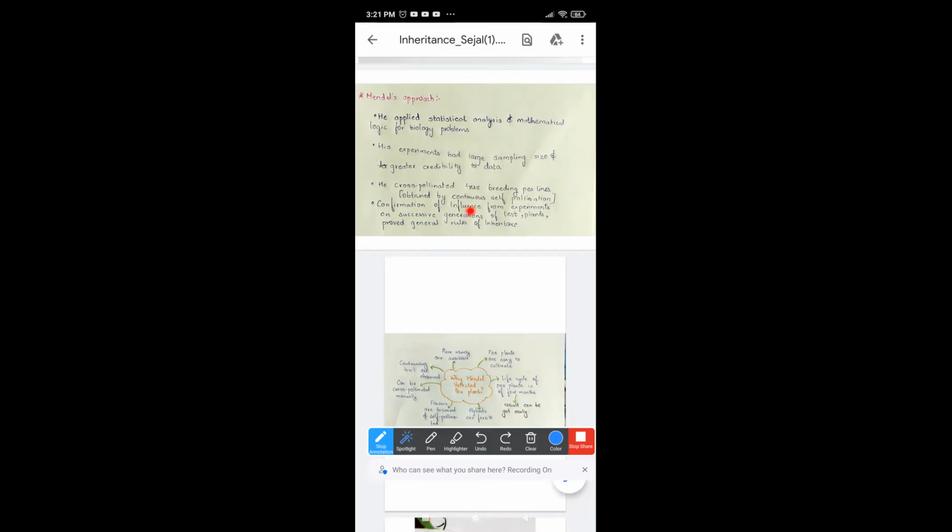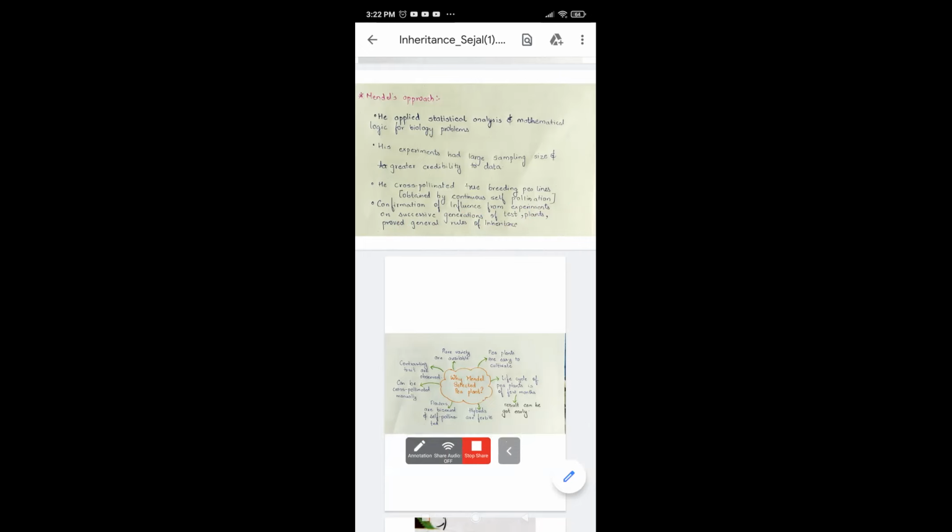So, confirmation of inference from experiments on successive generations of test plants proved general rules of inheritance. The successive generations of his experiments proved that whatever inheritance law he had given was true. It was not just an ideal statement he made.